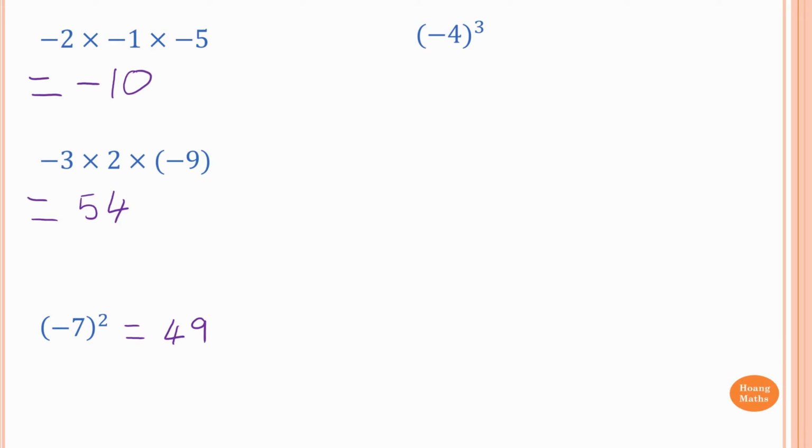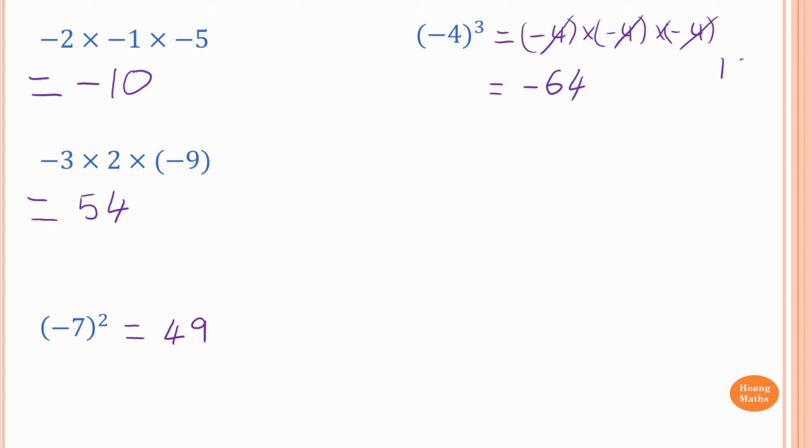Next one, negative 4 to the power of 3. So first of all, we know that negative 4 to the power of 3 is negative 4 times negative 4 times negative 4. So therefore, we have 3 negative numbers times together. So the result should be negative because odd negatives times together. So now all we need to do is 4 times 4. This 4 times this 4 is 16. And 16 times 4. So you double 16, gives me 32. And you double it again, gives me 64. So the answer is negative 64.